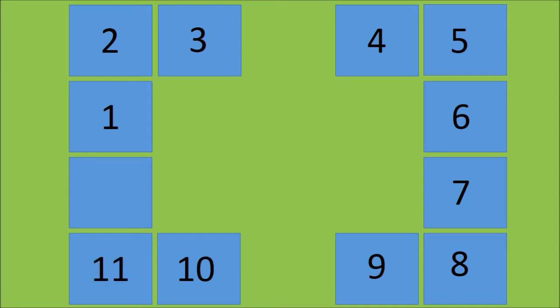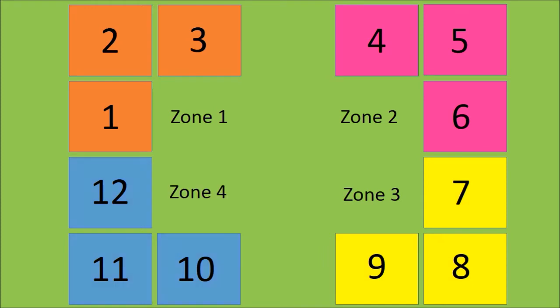A second difference is that in Year 2 the pitch will be divided into 12 stations. These 12 stations will be formed into 4 mirrored zones. Players within each zone will perform the same activities.